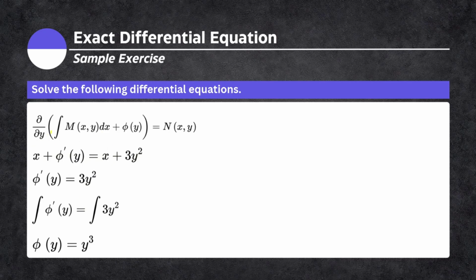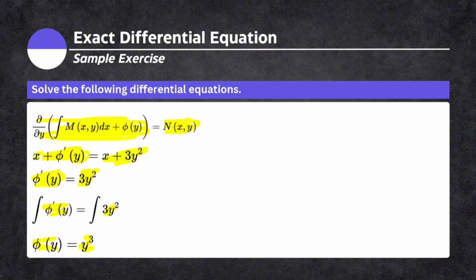After that, whatever is the result earlier, we just need to equate it to our n function. So you have x plus phi prime of y equals our n function, which is x plus 3y squared. Further simplify, so this will give us phi prime of y equals 3y squared. Then integrate it so that we can get the value for phi of y. So this will give us phi of y equals y cubed.